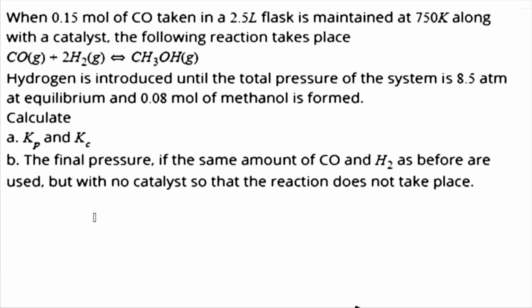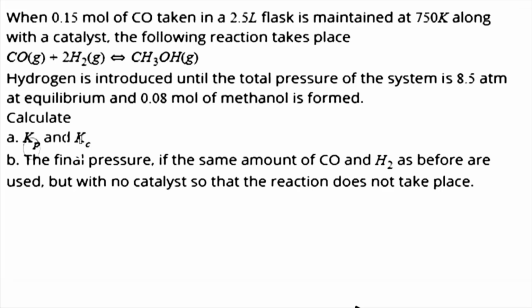Let us look at the question that has been given to us. The question says that when 0.15 mole of carbon monoxide taken in a 2.5 liter flask is maintained at 750 Kelvin along with a catalyst, the following reaction takes place. We have been given a reaction where CO is combining with 2 moles of H2 to produce methanol. Hydrogen is introduced until the total pressure of the system is 8.5 atm at equilibrium, and 0.08 mole of methanol is formed.